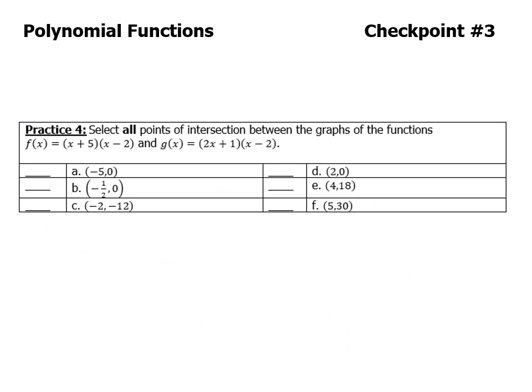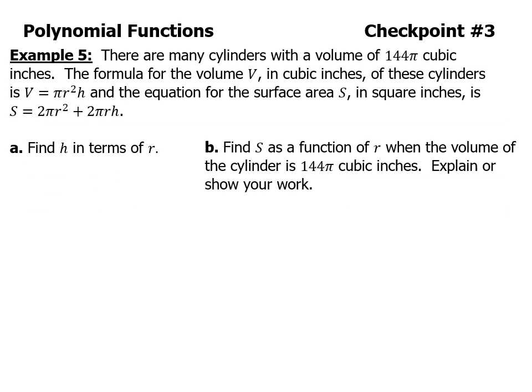And then I want you to do the same thing on example 4, except I gave you some points to try. And last example, there are many cylinders with a volume of 144 pi cubic inches. The formula for the volume in cubic inches of these cylinders is volume equals pi r squared h. And the equation for the surface area S in square inches is S equals 2 pi r squared plus 2 pi RH. Part A, find H in terms of R.